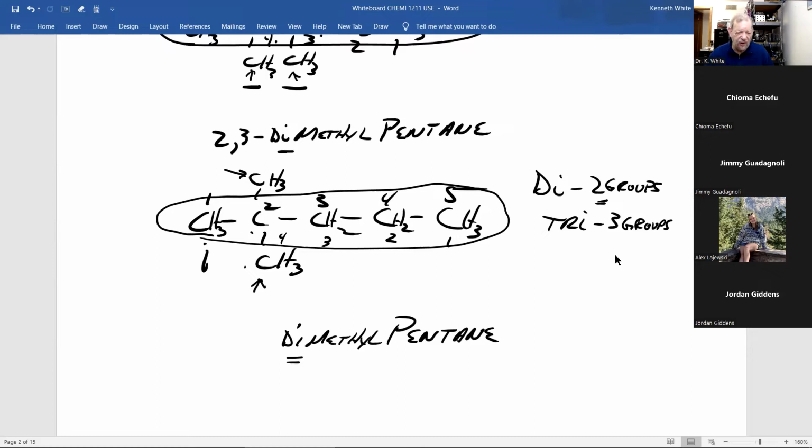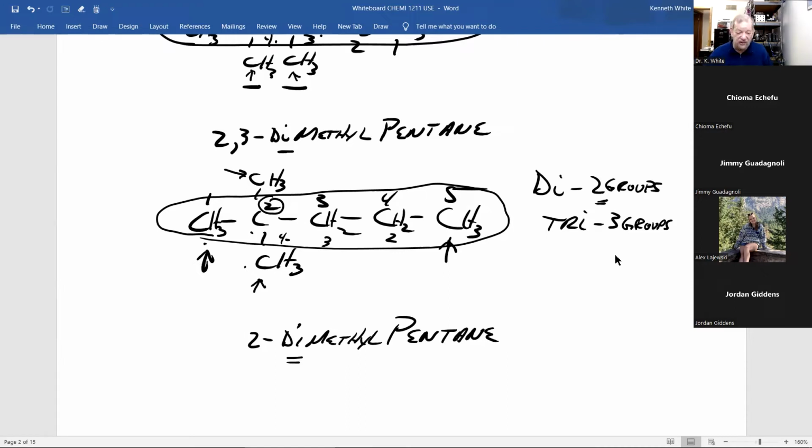Remember, you always start from the end of a chain, never in the middle or anywhere else. But then, I can either have 2 or 4, which is smaller. Hopefully I'll pick 2. Now, students make the mistake, oh, I just put this down. And the answer is that's wrong. And why is it wrong? Because I know where one methyl group is, but I don't know where the other one is.